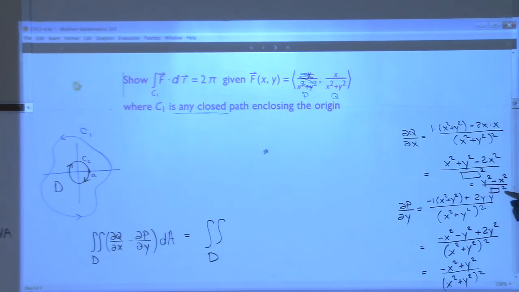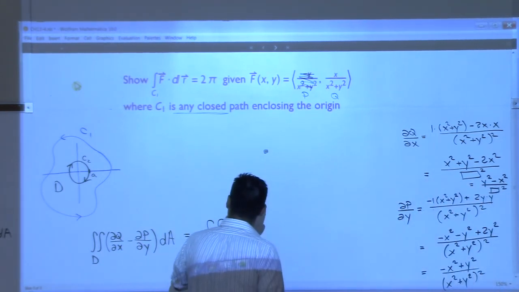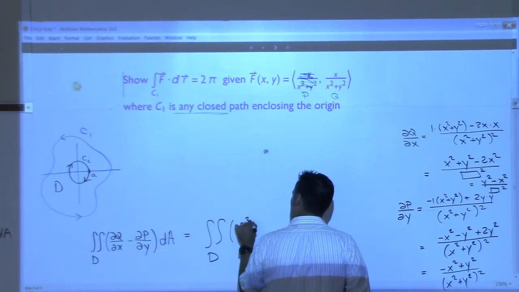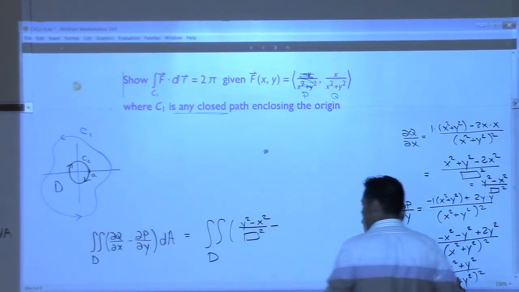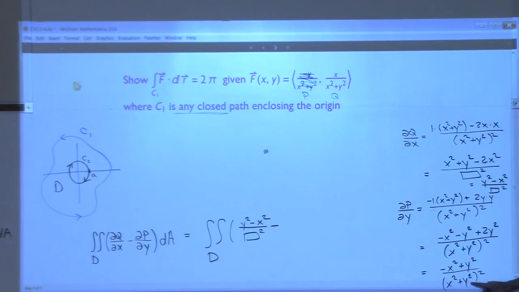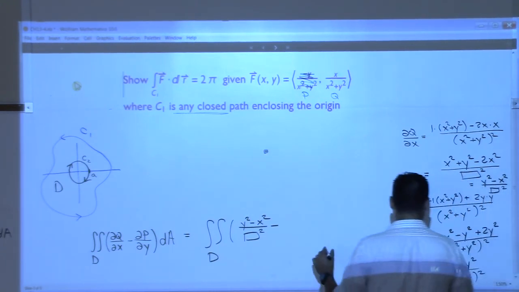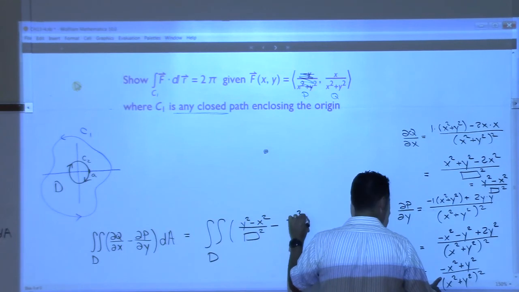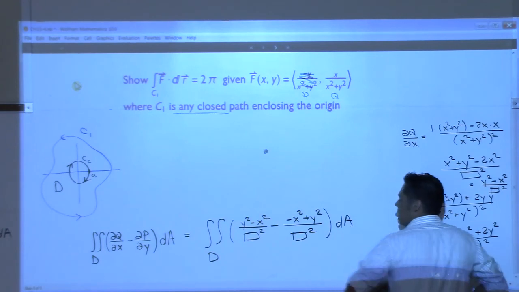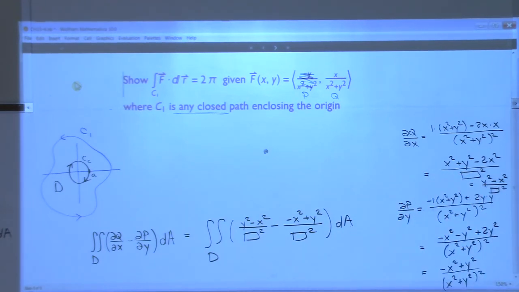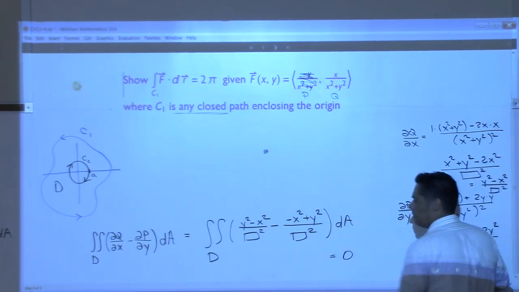So that's it? Yeah. And then this one is this one. And I think that one's right. So now let's plug everything in. The partial of q with respect to x is going to be y squared minus x squared over the denominator squared, then minus this one, but when I subtract this one, it's going to change the signs. So it becomes minus x squared plus y squared over the same denominator squared. And I think you can see what happens. The numerator becomes 0. And so this whole thing is 0.